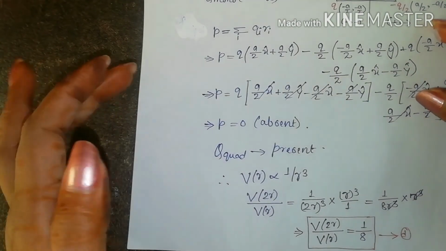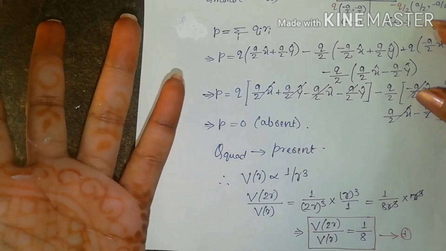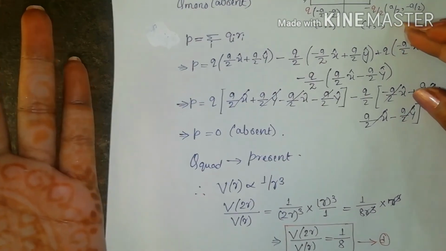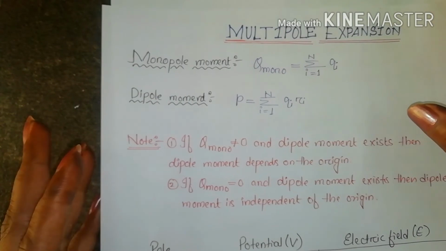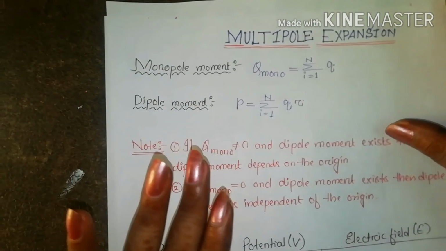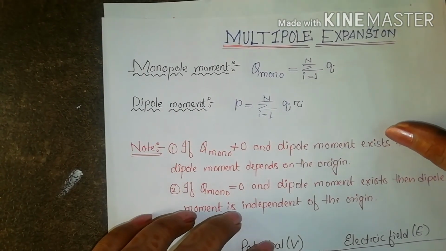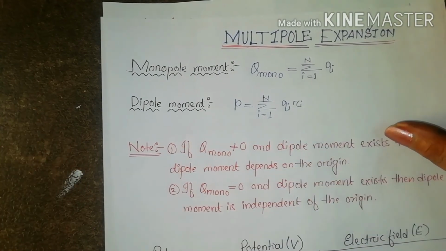So this is how we can solve the problems related to the dipole, and it's very easy. Nothing is complicated. You have to just remember the formulas, and we have to keep in mind this is only for discrete charges. For continuous charges I will do it in some other video.